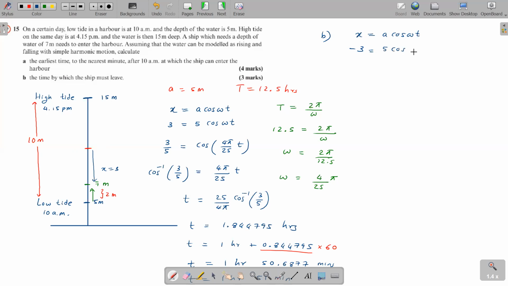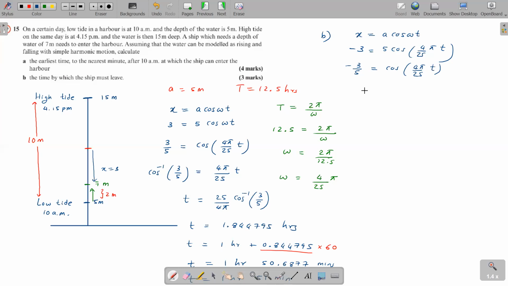So minus 3 equals amplitude 5 cos omega t. Omega is 4 over 25 pi t. Now this is actually the longer way of doing the sum. I'll show you a shorter method soon. So this is just to give you more ideas and more options when it comes to the exam. Guys, are you with me?